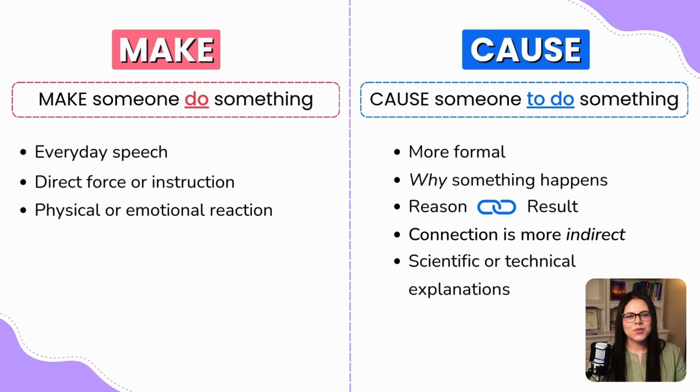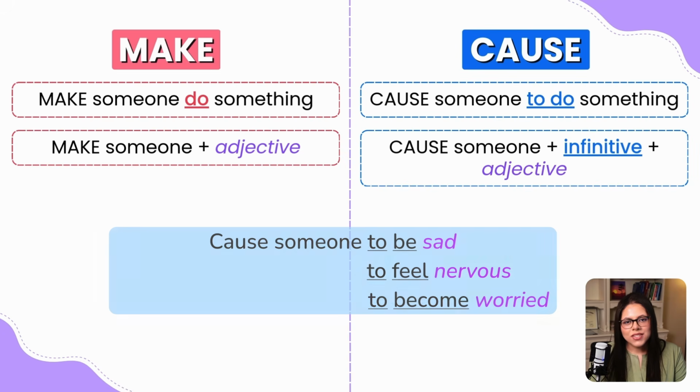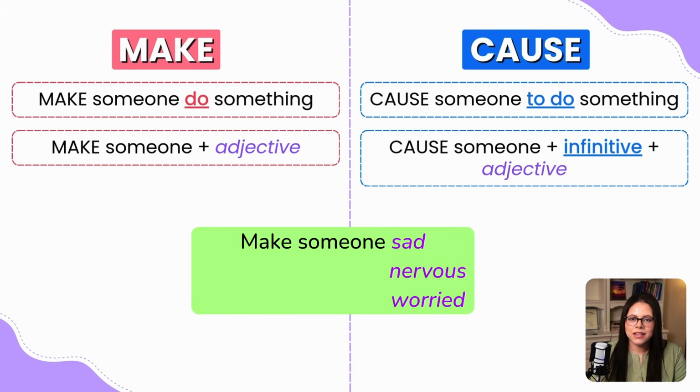Also, we have to use an infinitive before an adjective. Cause someone to be sad, to feel nervous, to become worried, etc. Now, this is possible, but again, it's a little unnatural. It's much more common to use make with these physical or emotional experiences. Make someone sad, make someone nervous, make someone worried, etc.